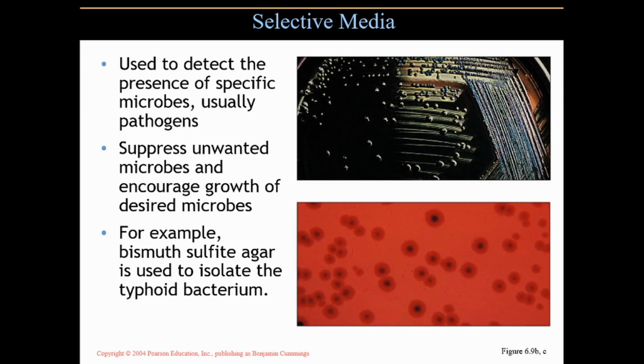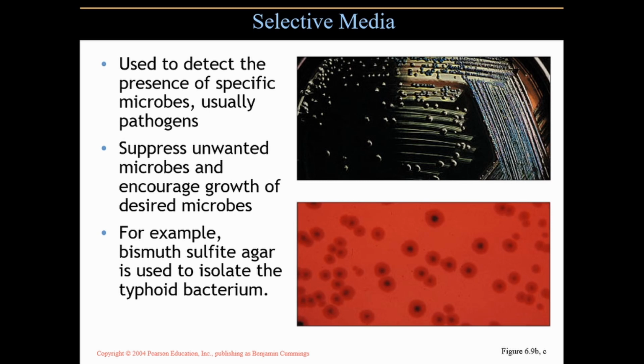But I'll address them each individually so that you can better understand what the term selective means and what the term differential means. So selective media are used to detect the presence of specific microbes, usually pathogens. And so how the selective media work is they contain nutrients in them, compounds in them, that will suppress unwanted microbes and encourage the growth of desired microbes. So for example, the bottom picture there is showing this example. Bismuth sulfide agar is used to isolate the typhoid bacterium.